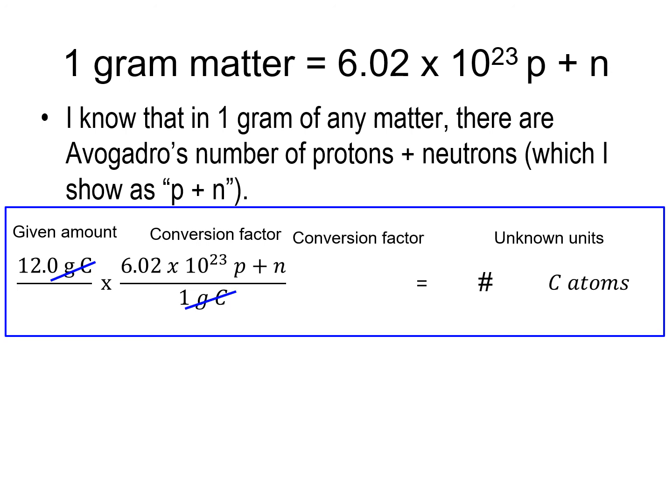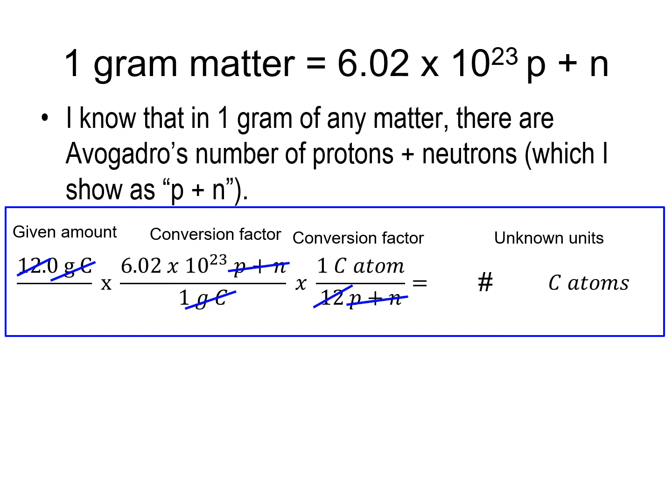The other one that we've mentioned is that 1 carbon atom has 12 protons and neutrons. Now the protons and neutrons are going to cancel, and I'm going to be left with carbon atoms, which is exactly what I want to find. All that's left to do is to do the math. Now before you pull out your calculator, I always like for you to first try to estimate an answer. But in this particular case, you can actually calculate the answer because you see that 12 on top and 12 on bottom of the fractions. Those will cancel out. So all you're left with is 6.02 times 10 to the 23rd.